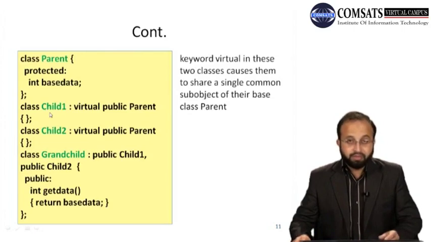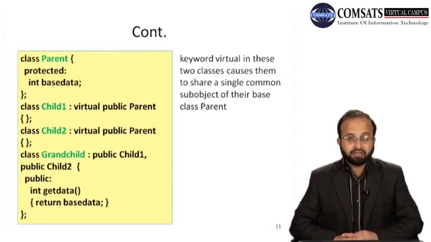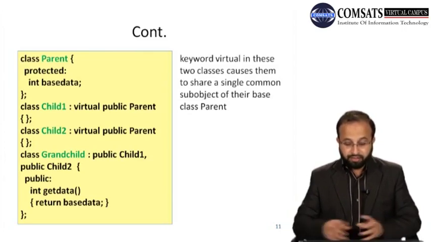So child 1 के पास भी वही कॉपी होगी जो child 2 के पास है base data की, right? Because they share now a single copy. Now if the grandchild accesses base data, so child 1 and child 2 के पास same copy है, that is a single copy that is shared between child 1 and child 2. So grandchild class can access base data class without any confusion now, right?